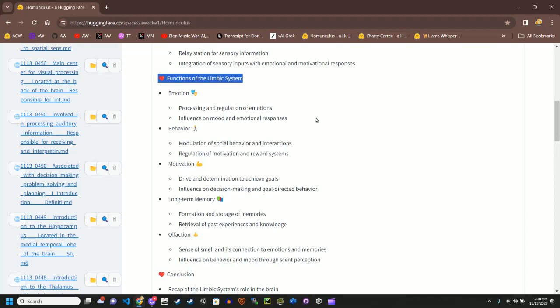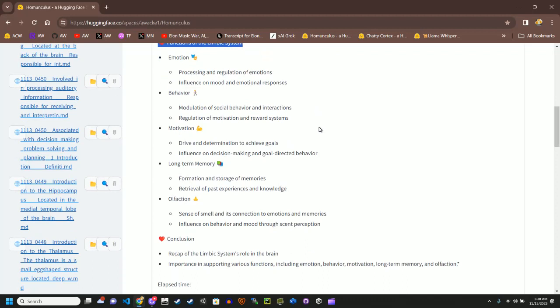Conclusion. Recap of the limbic system's role in the brain. Importance in supporting various functions, including emotion, behavior, motivation, long-term memory, and olfaction.